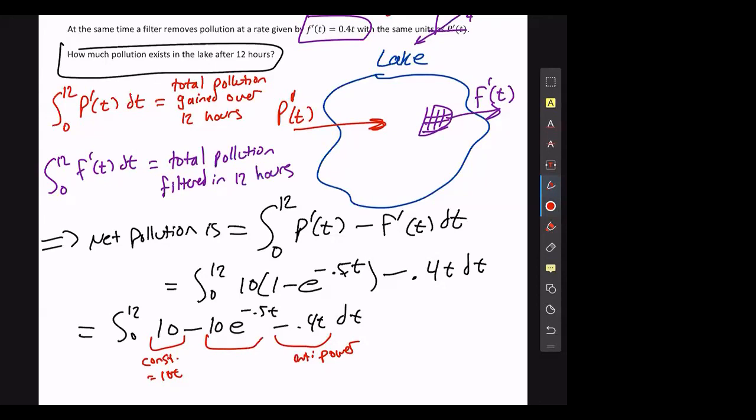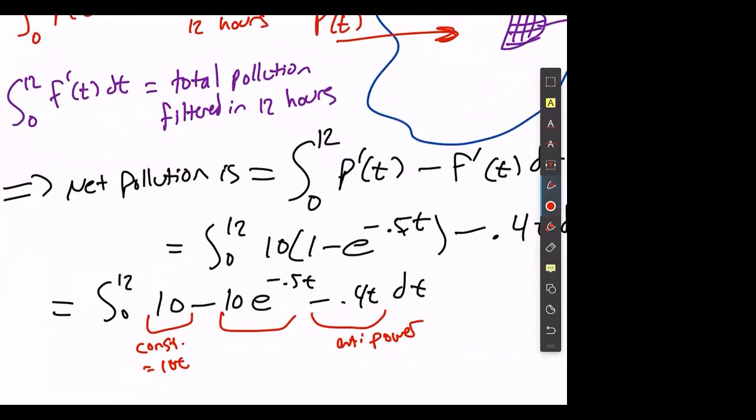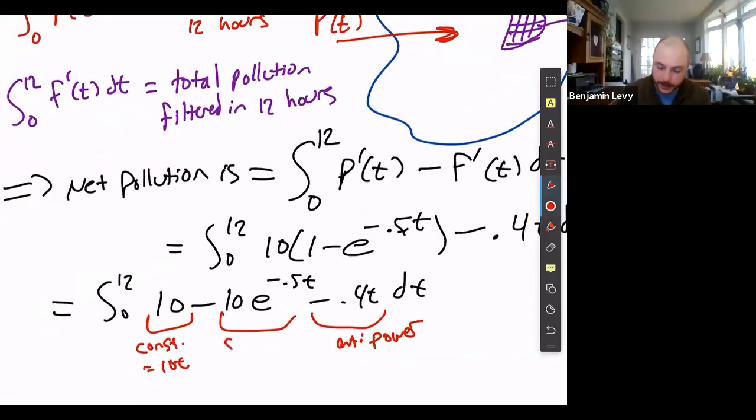Would it be you add 1 to negative 0.5? Nope. So it's not a power rule. So this one is a substitution method. Maybe we should revisit that one based on how people did in the last test.